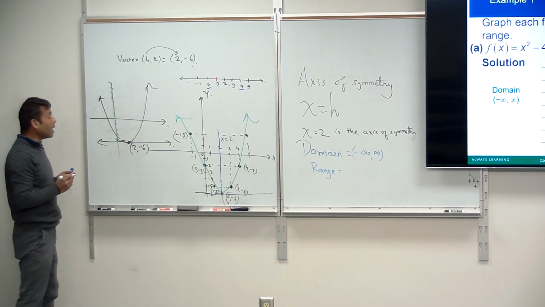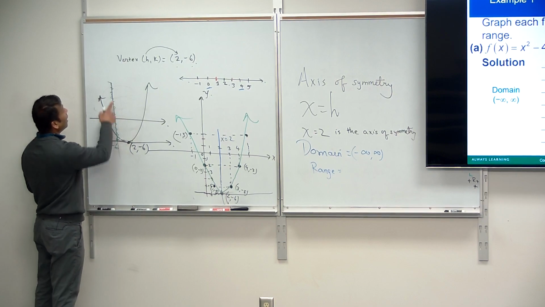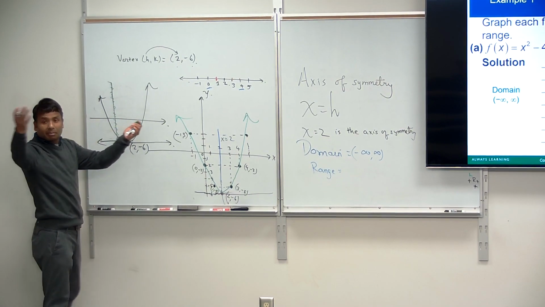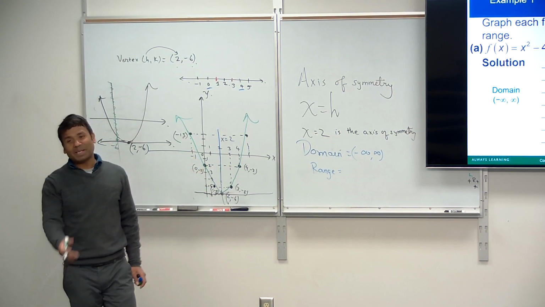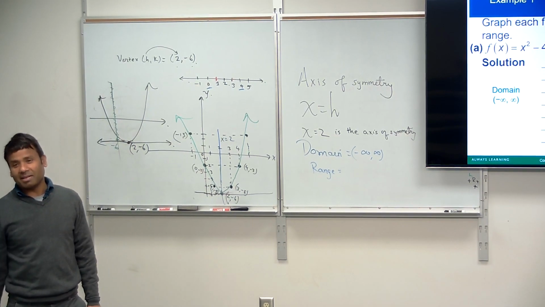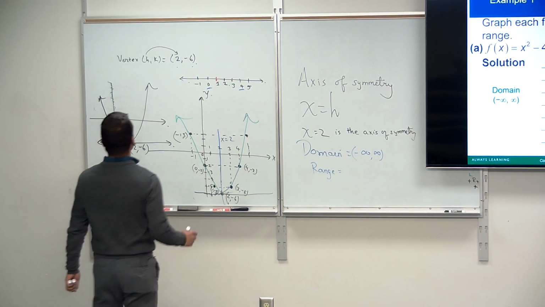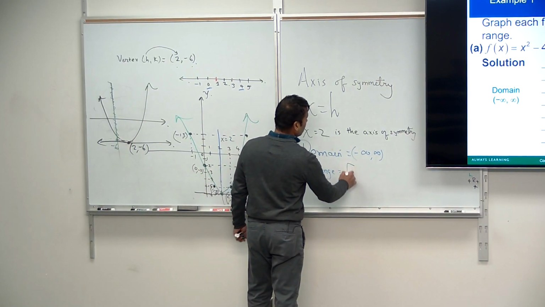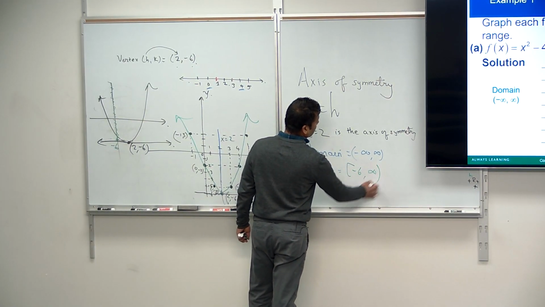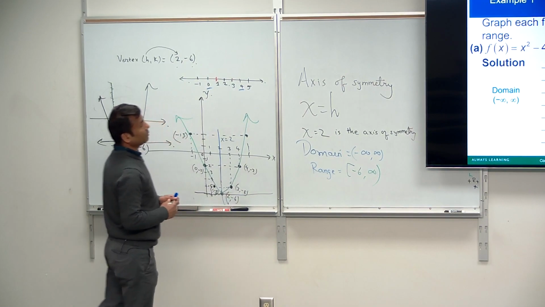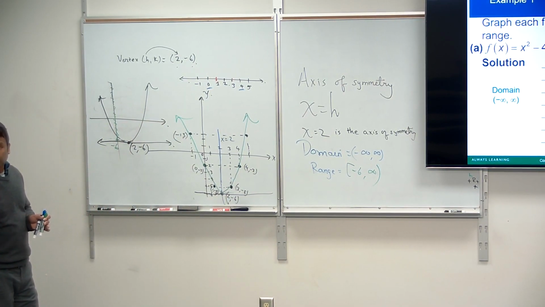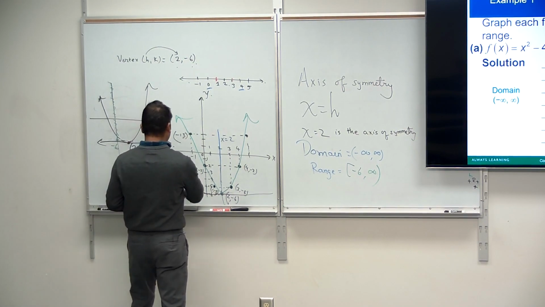So what is the least y value? Negative 6. And what is the greatest y value? Positive infinity. Is that right? So the range is [-6, positive infinity), you include -6. So now, the thing is this. Let me give you the formula, okay?